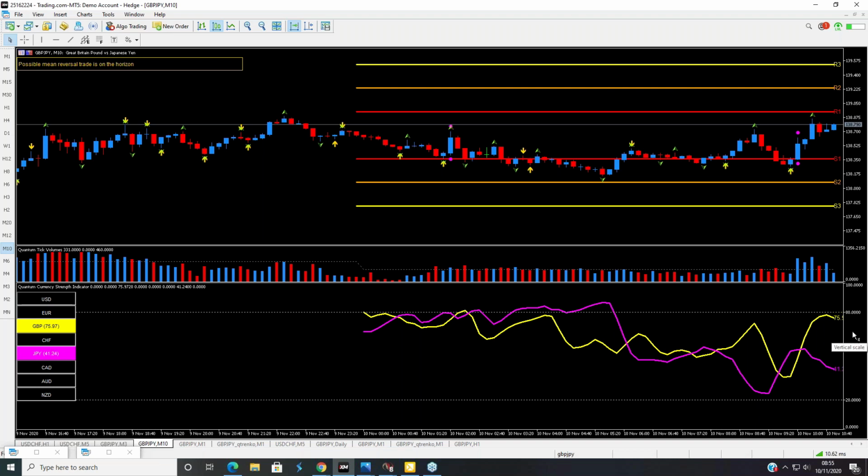What we really like to see in a good strong move is when we see a move like this: strong move higher with the pound, strong move lower on the yen side. So you've got equal force, if you like, and you've got a half decent trend, and possibly a trend that you can then join.